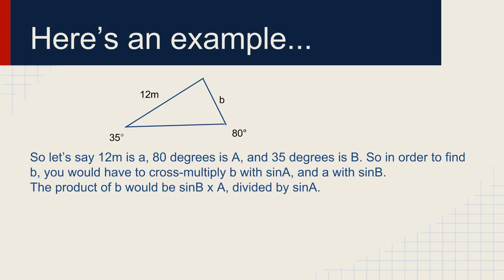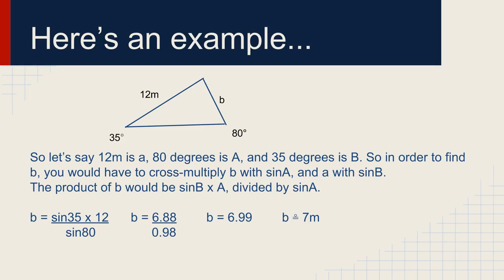Let's say that a is 12 meters, A is 80 degrees, and B is 35 degrees. So in order to find b, you would have to cross multiply b with sine A and a with sine B. The product of b would therefore be sine B multiplied by a divided by sine A. That means b would be sine 35 times 12, which would be 6.88. Divide that by sine 80, which is 0.98, and you get your answer, 6.99. Or round that up to the nearest meter, and we get an answer of 7 meters.